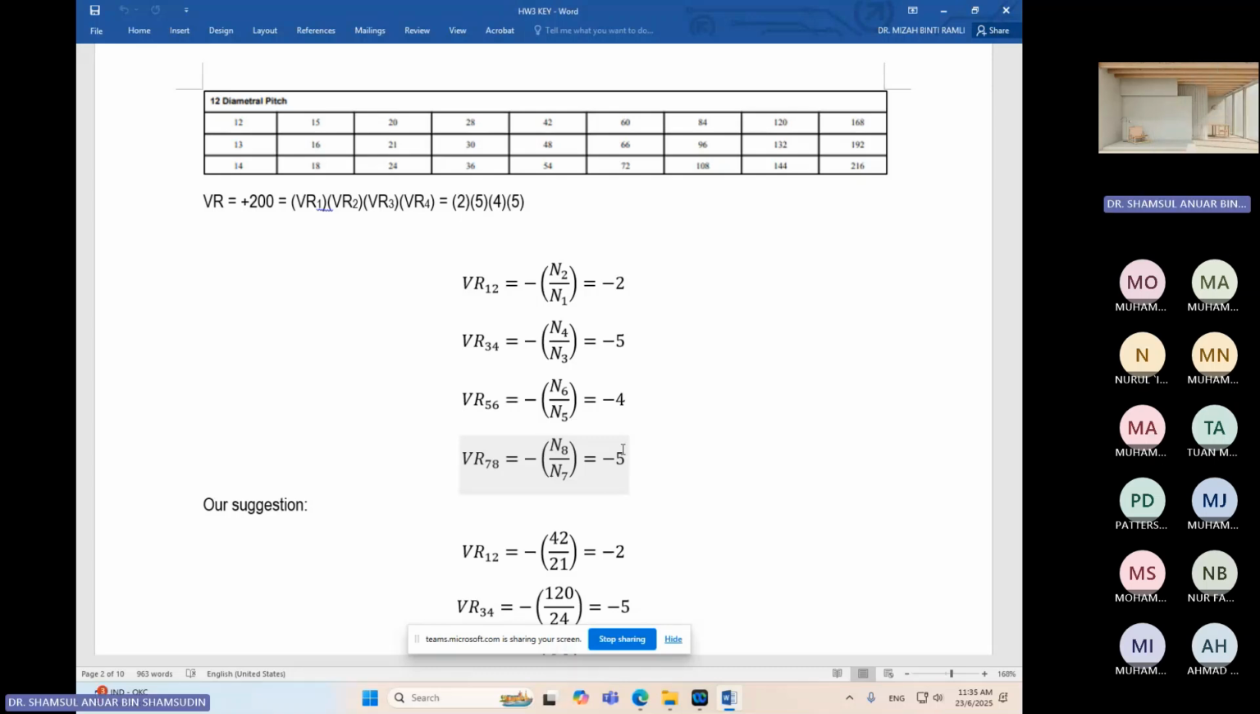So if you want to follow this concept of external gear, the rotation will be: this one goes clockwise, this one will be counterclockwise. So that's why VR 1 and 2 will be against this 2. But ultimately, if you multiply -2 times -5 times -4 times -5, this will result in the positive value, positive 200.